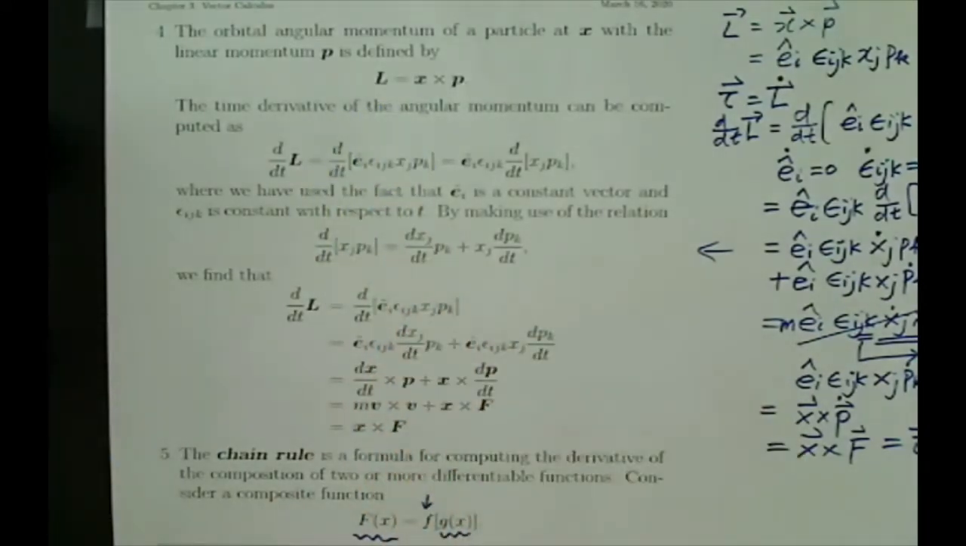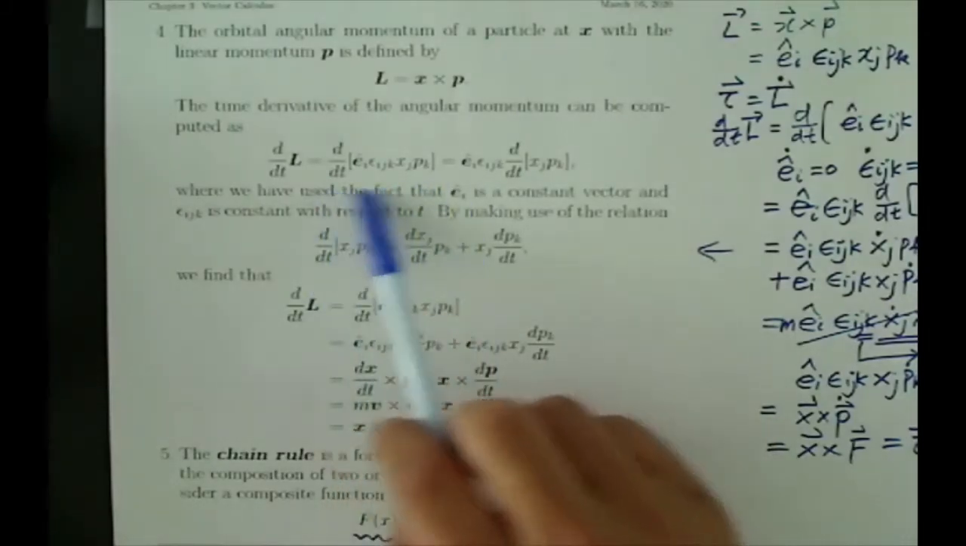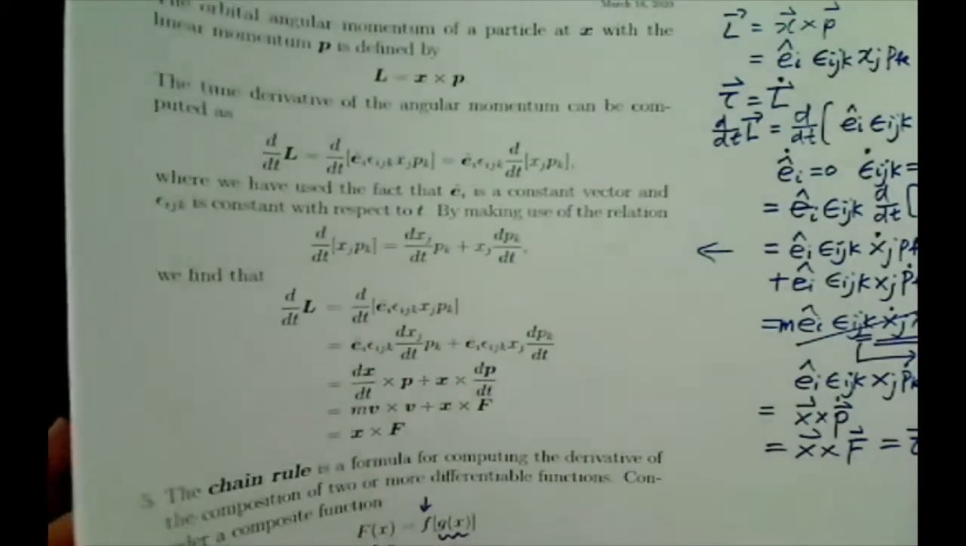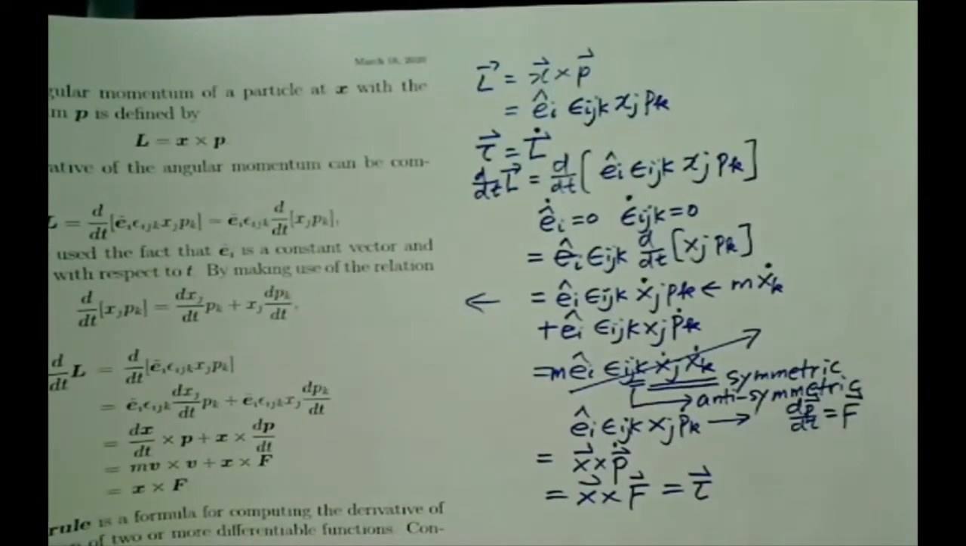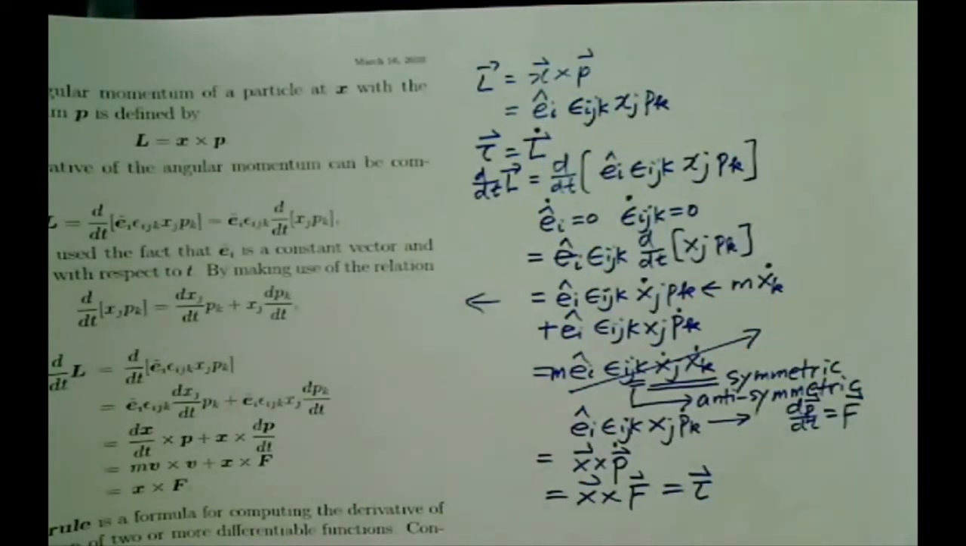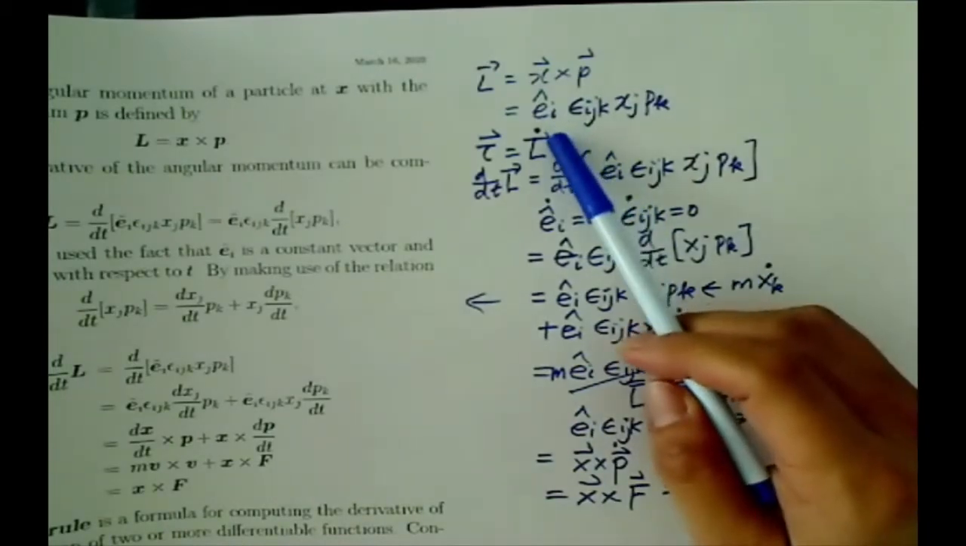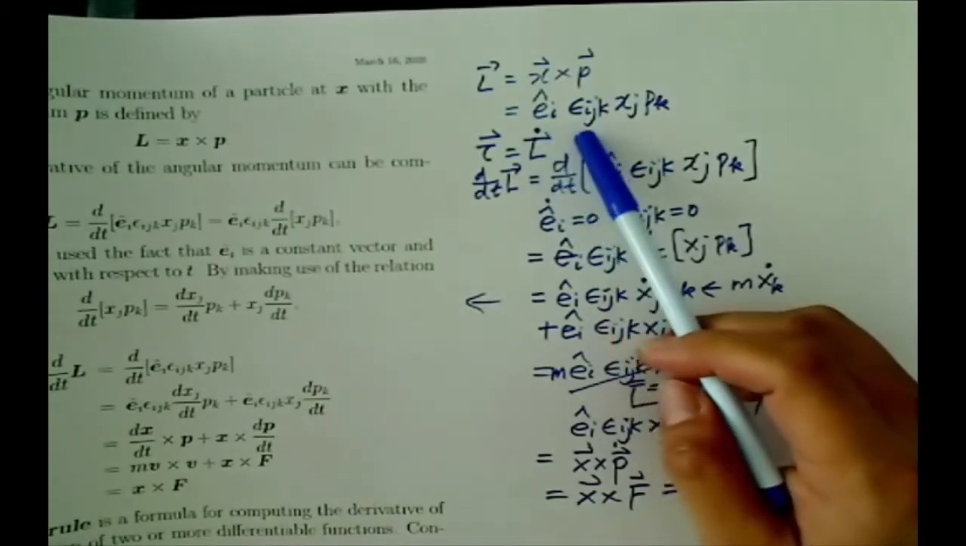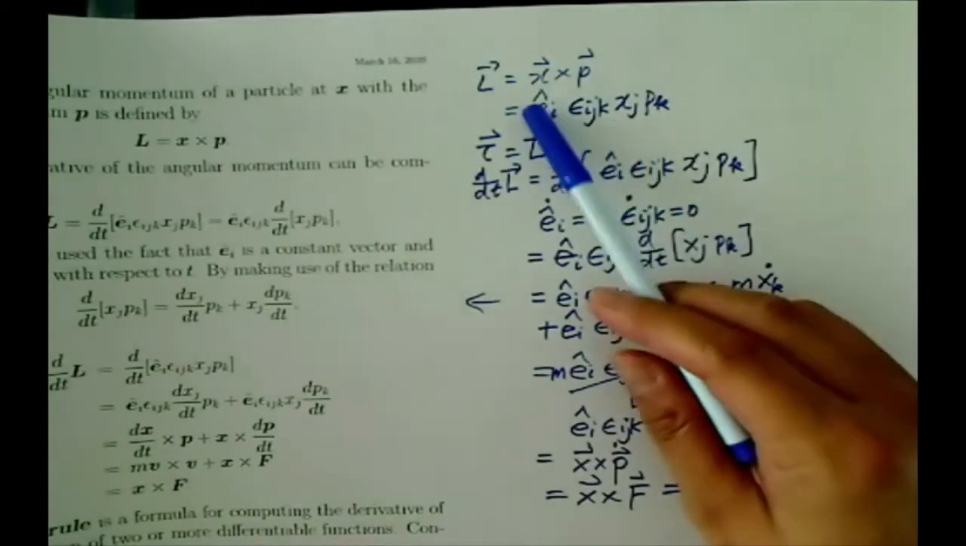Let us consider the angular momentum. Orbital angular momentum L equals x cross p. And the time derivative of the angular momentum can be computed in this way. Let's see. Orbital angular momentum L equals x cross p. The cross product of x and p is a linear combination of e_i hat, and the ith Cartesian component of the orbital angular momentum is epsilon ijk, xj, and pk.